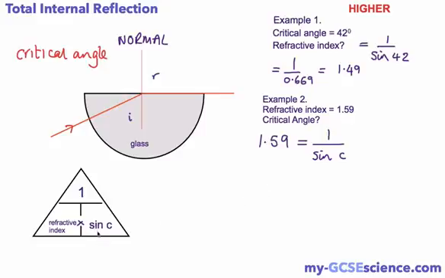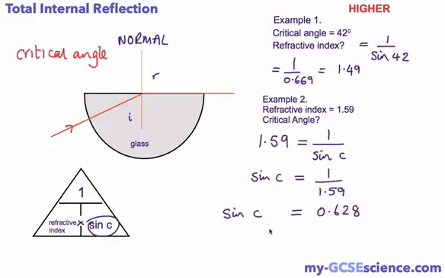So the way we do this is, what we want is sine C. That will give us 1 over the refractive index. So we can rearrange this: sine of our critical angle is 1 divided by 1.59, the 1.59 having been given to us. If we work out 1 divided by 1.59, we get 0.628. So that means sine of our critical angle is 0.628.